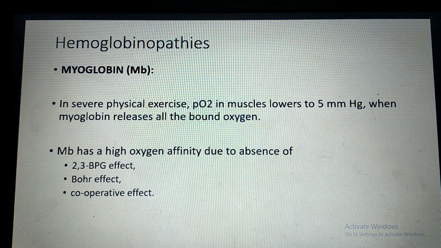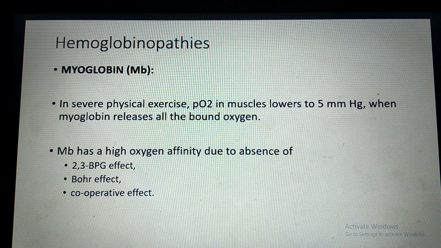In severe physical exercise, when the oxygen requirement in the muscle increases and there is deficiency of oxygen, at that time partial pressure of oxygen in the muscle decreases. When it decreases to 5 mm of Hg, then myoglobin releases its oxygen and donates it to the muscles.